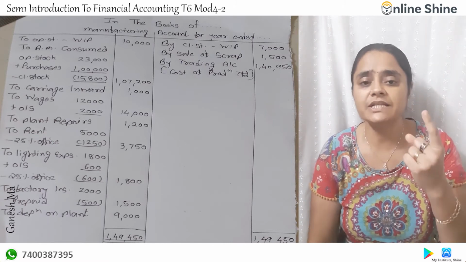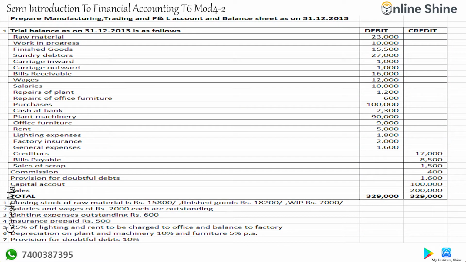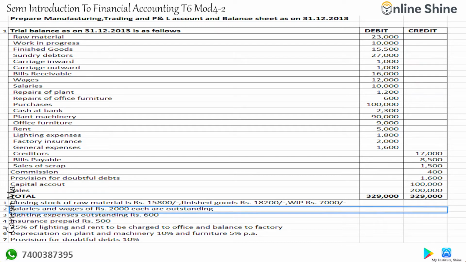So see, for the first adjustment I have given two effects. The closing stock of raw material and WIP has been posted to the manufacturing account, and the closing stock of finished goods has been posted to the trading account. The second effect: as your closing stock is your current asset, the second effect has been given to my balance sheet. See, one adjustment, two effects. One is a debit, the other one is a credit. Go to the next adjustment.